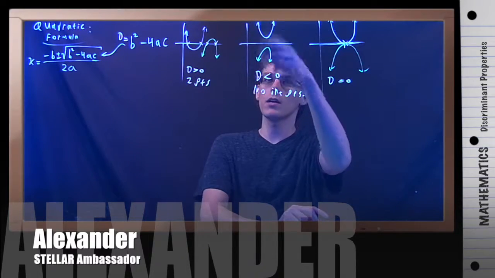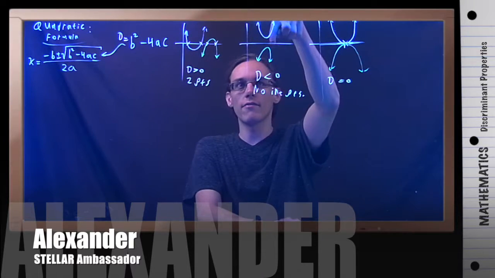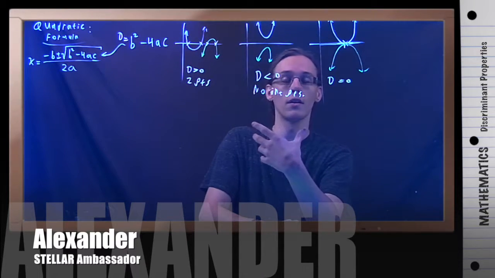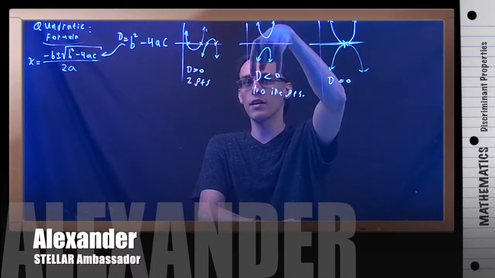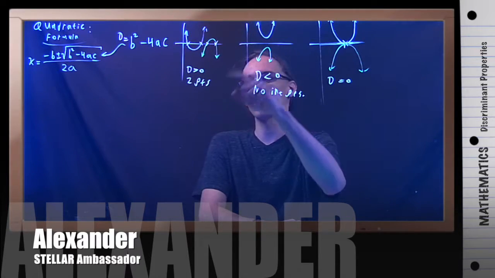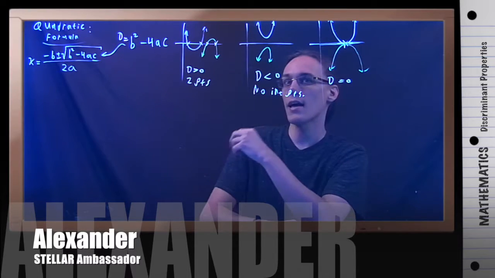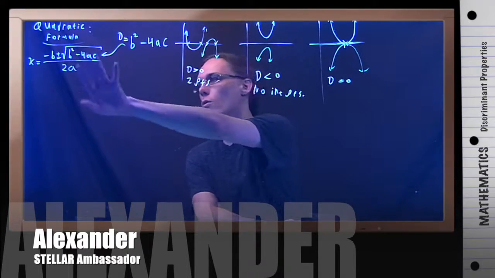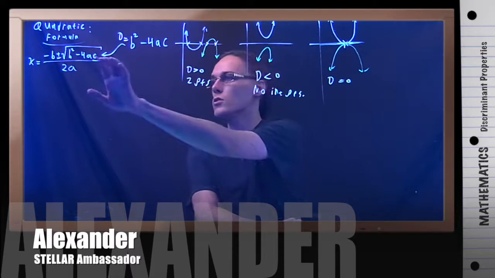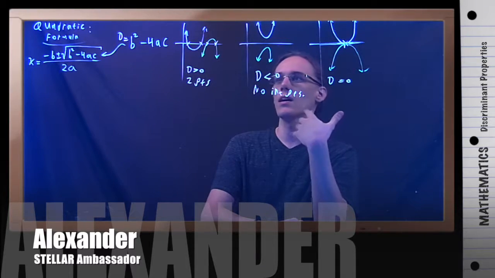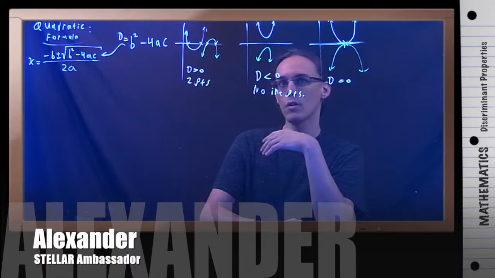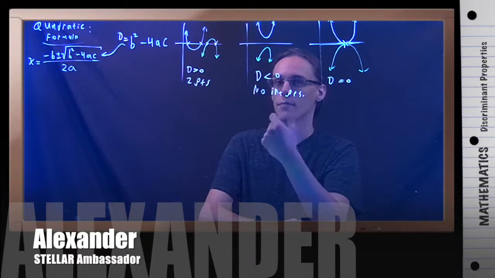This graph starts up here in space, and it just goes up, and it never touches this x-axis, and it never will. Same for the bottom one here. It starts down here and just goes down. It never has a chance to touch that x-axis. So that is what the discriminant is, and it's a great shortcut before you go through all the work trying to find some zeros. You can just look at this, and you'll already have an idea of how many zeros you should have and what your graph should be looking like. And that is the discriminant.